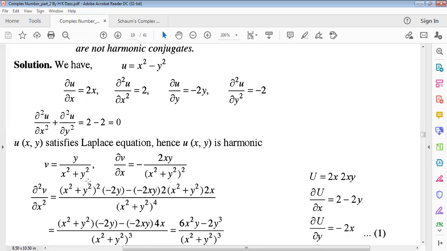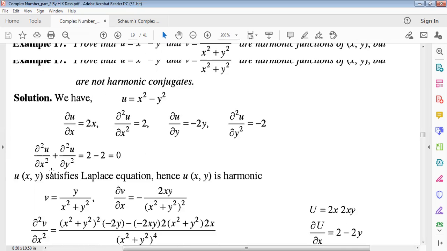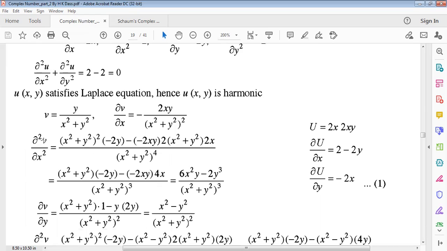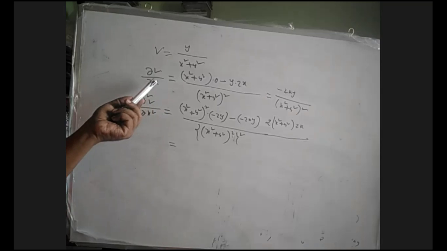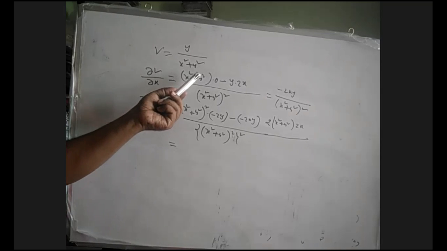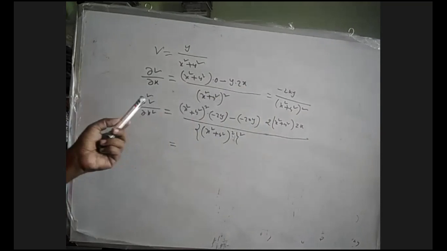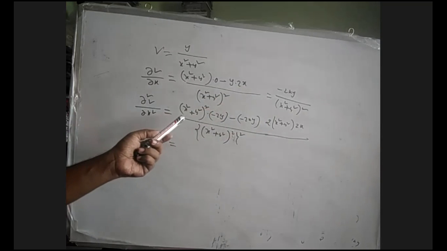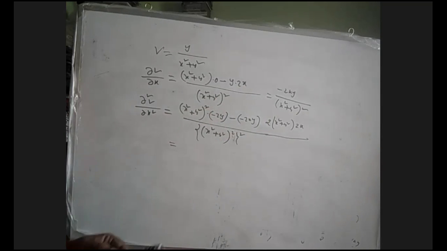Again, v equals what? v equals y divided by x squared plus y squared, given. So the first differentiation, ∂v/∂x, will be by the u by v process, the quotient rule. Partial differentiation of v with respect to x uses the u by v process, and the double partial differentiation of v with respect to x will again use the u by v process of differentiation.